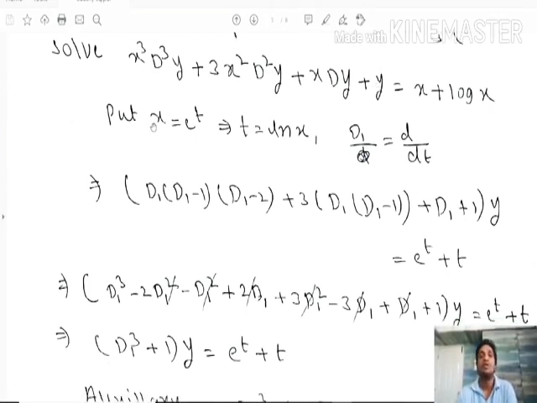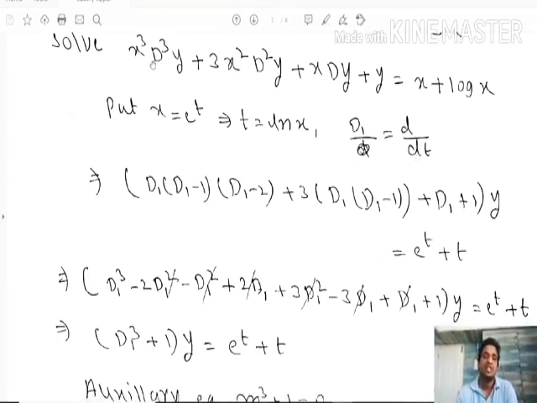So what we have to do is introduce one variable t, which is x is equal to e power t. Then t will be ln of x, and one more variable, that is D1. D1 means d by dt. We change this in terms of D1. That means we are changing the differential equation of variable x into variable t. So instead of x cube d cube we are writing D1 into D1 minus 1 into D1 minus 2, plus 3 as it is.